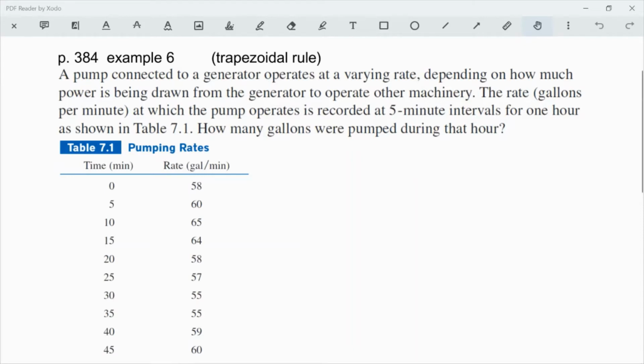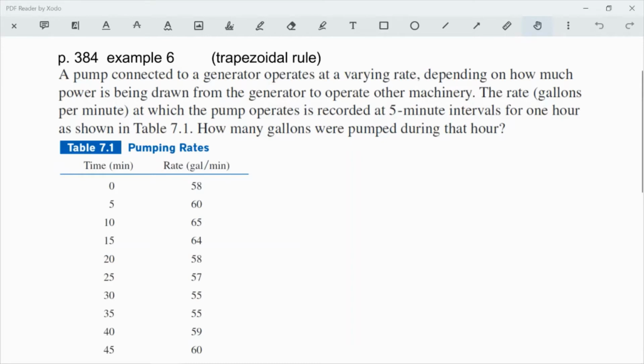So it says a pump connected to a generator operates at a varying rate depending on how much power is being drawn from the generator to operate other machinery. The rate in gallons per minute at which the pump operates is recorded at 5-minute intervals for 1 hour as shown in table 7.1, which is shown below. How many gallons were pumped during that hour?